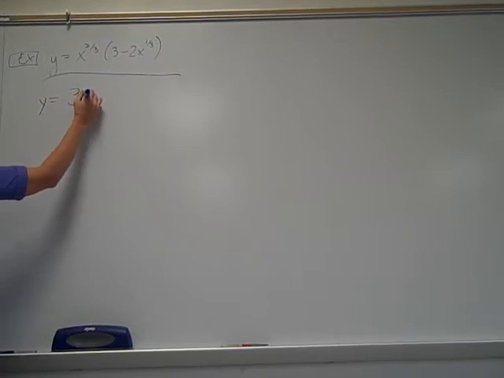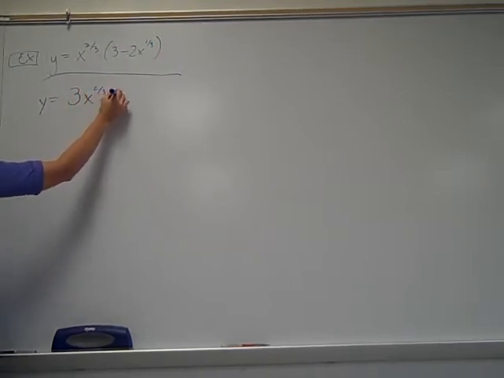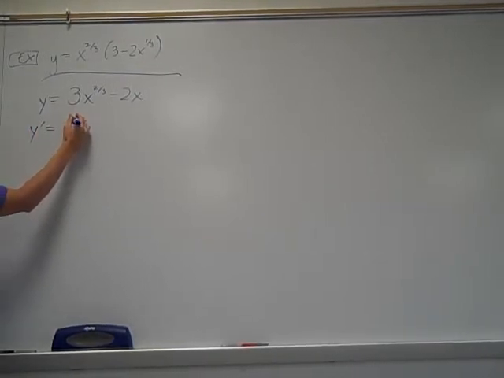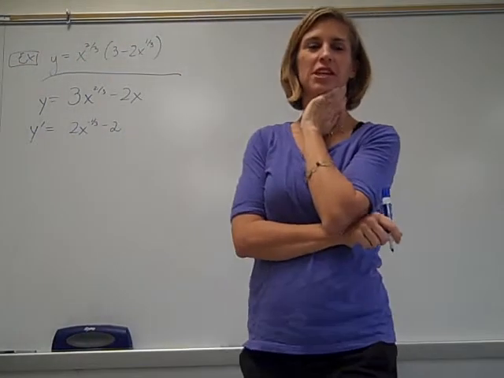So y itself is 3x to the 2/3 minus 2x to the what? When you do x to the 2/3 times x to the 1/3, what do you do to the exponents? Add them. So it's just x. 1x minus 2. That's awesome. So when you distribute that, now my first derivative, so much easier, is going to be 2x to the negative 1/3 minus 2. Wow, it's a lot easier. Everybody understand that? Yes, ma'am.